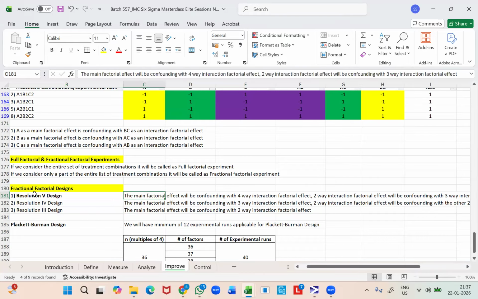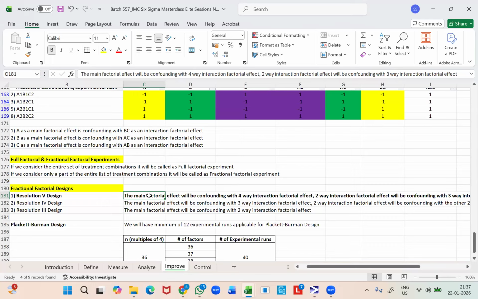So this is the resolution 5 design. So they will ask you, what will be the confounding aspect of the resolution 5 design? So we need to pick this option. So let me just make this in bold font. The same option has to be picked as the correct choice or the correct option, right?